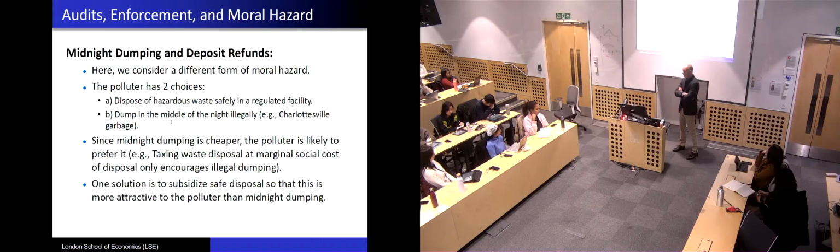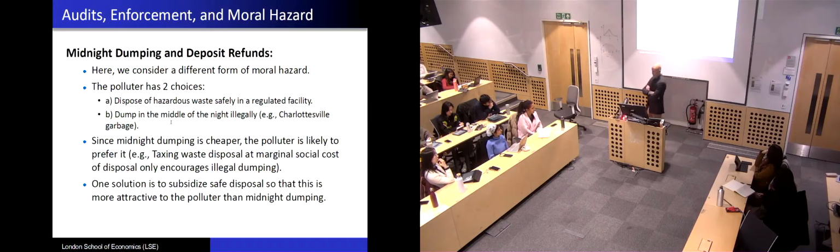Since it's cheaper to go with a less socially desirable way to dispose of garbage, the polluter is potentially, or even likely, to prefer to do that. So how can we deal with this situation? We could impose a tax, but the firm might not want to pay the tax and will just do something that is not socially desirable. So one solution would be to subsidize the safe disposal of the waste.